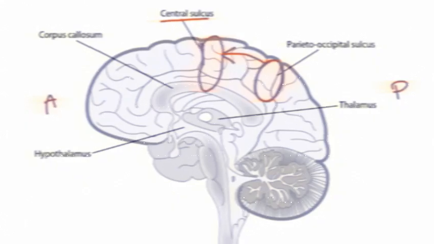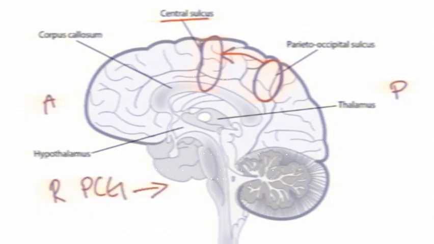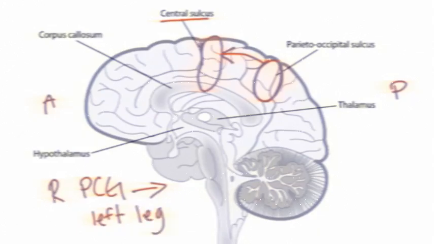From the question, we know the right post-central gyrus is being compressed, so the patient would likely have sensory abnormalities affecting the left leg. So again, the right post-central gyrus is affected, which would result in sensory abnormalities of the left leg.